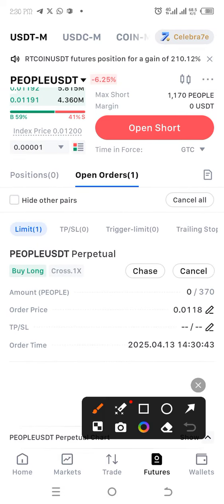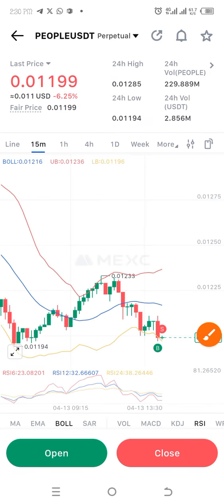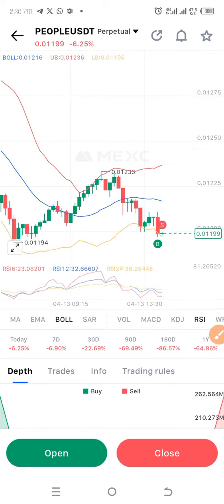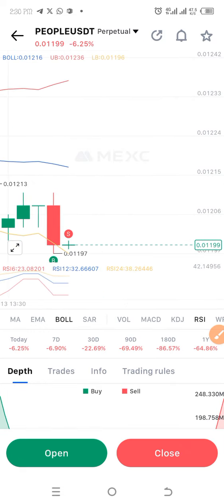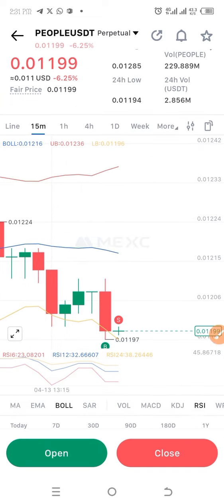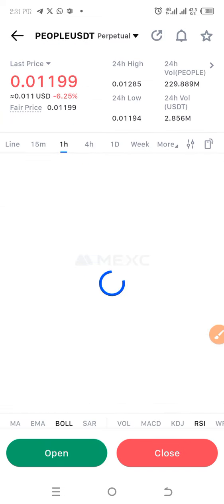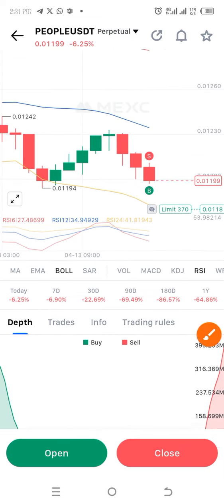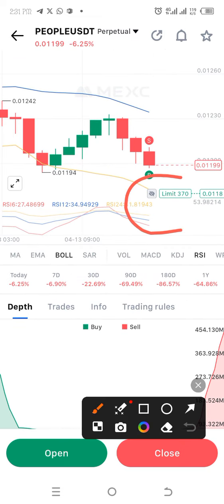If the market comes down, and once I go to the chart and check it, it's going to show me where I placed my order. Let me check it on the 1 hour time frame. Look at where I put my limit order here. Once the market comes here, flashes down here and triggers up, I will be in profit.